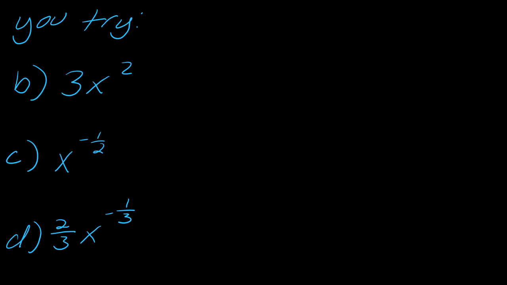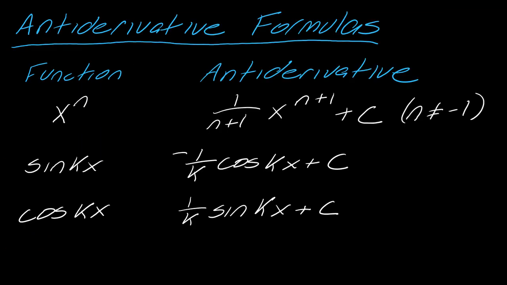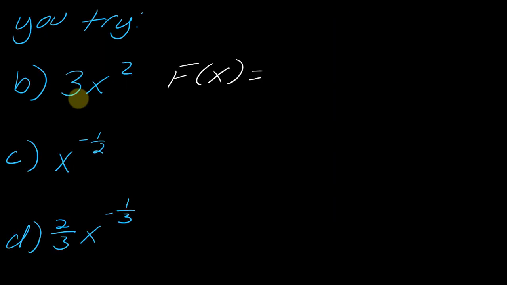Okay, so for this first one, the antiderivative here, well, if I use the formula, it's going to be 1 over n plus 1 times x to the n plus 1. So here's my n, right? If I'm following the formula, I'd have 1 over 2 plus 1 times 3 times x to the 2 plus 1. So that's what the formula is telling me.